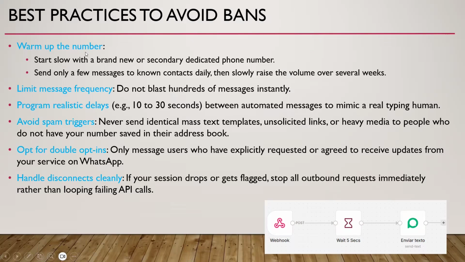We need to have a warmed-up number. We should not start with a brand new number. We need to limit message frequency. We need to have a realistic delay so that it appears as if a human being is sending the message. For this delay, we can use the wait node from N8N. We need to avoid spam triggers and we need to opt for double opt-ins. We need to message only those users who have explicitly requested or agreed to receive updates, and we need to handle disconnects cleanly. So these are the general guidelines while using the Evolution API.